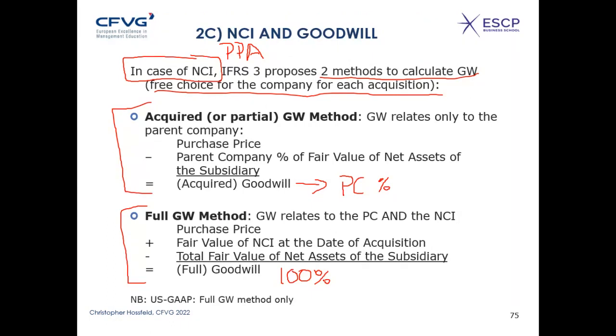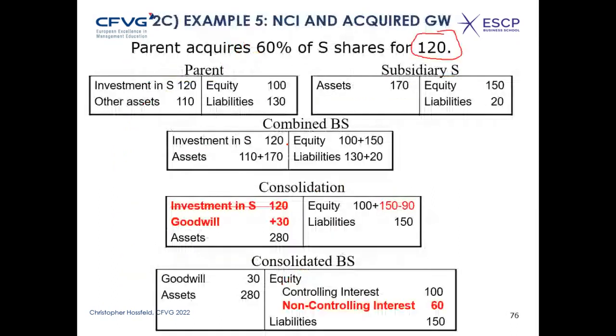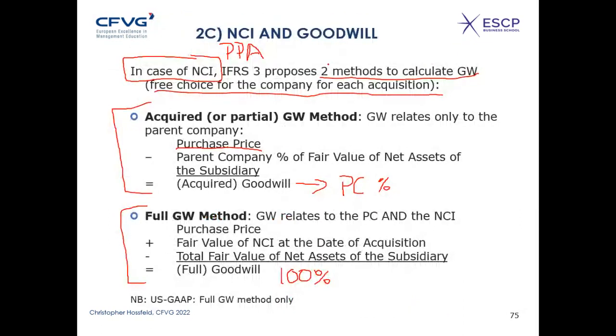Okay, so that's just in the beginning. We'll do the example, and then I will explain to you why one method or the other and what the difference is. Okay, so let's start with the acquired goodwill method. So here I will take the purchase price, and remember the purchase price refers only to what I paid for the 60% I purchased. So here we see I buy 60% and the purchase price is 120.